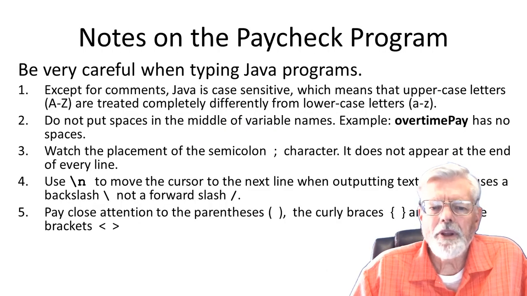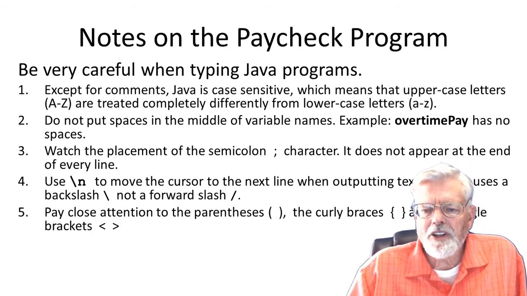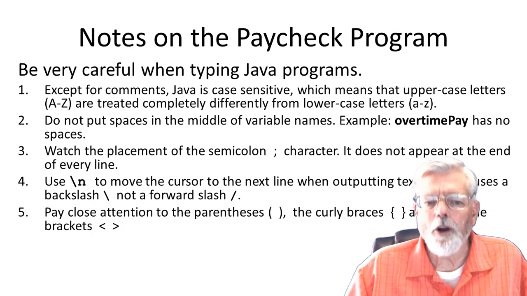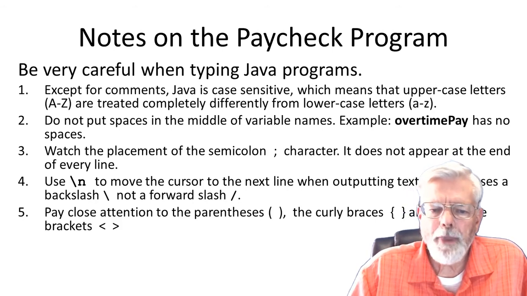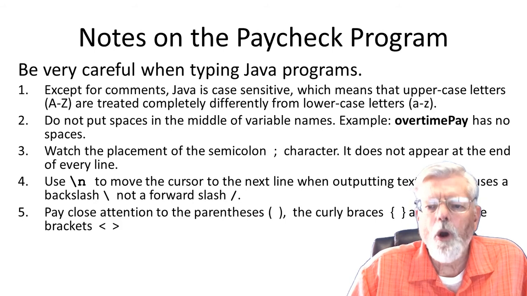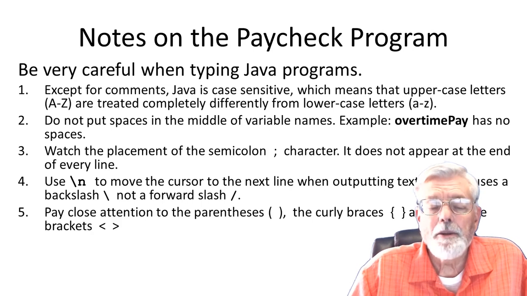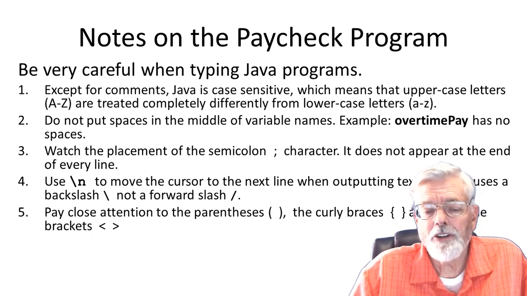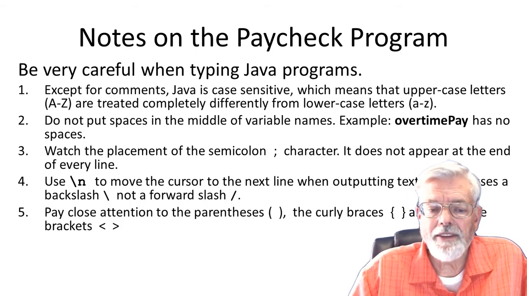Be very careful when typing Java programs. Except for comments, Java is case sensitive, which means that the uppercase letters, capital A through capital Z, are treated completely different from lowercase letters, small a to small z. Do not put spaces in the middle of variable names. Example, overtimepay has no spaces. Watch the placement of the semicolon character. It does not appear at the end of every line. Use \n to move the cursor to the next line when outputting text. The \n uses backslash, not the /. Pay close attention to the parentheses, the curly braces, and the angle brackets.